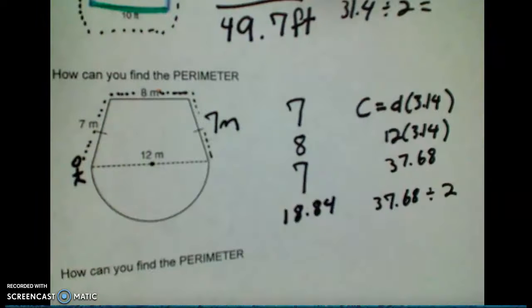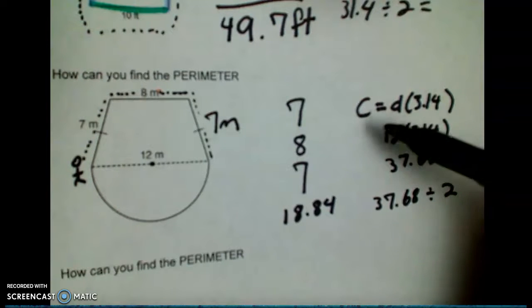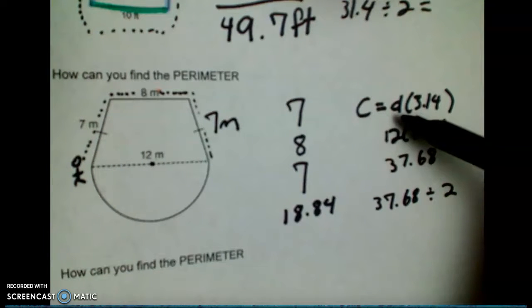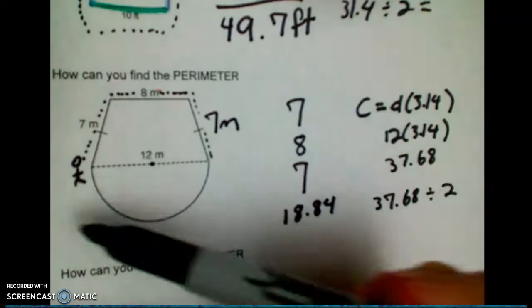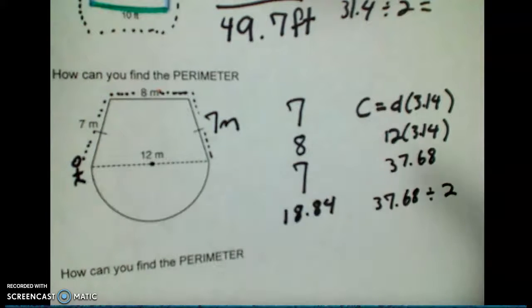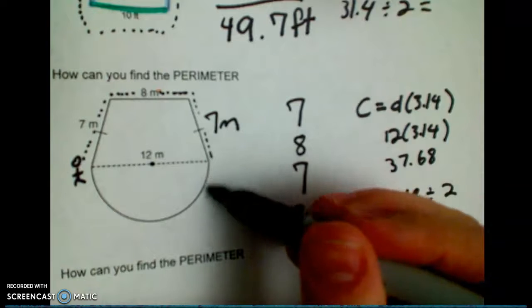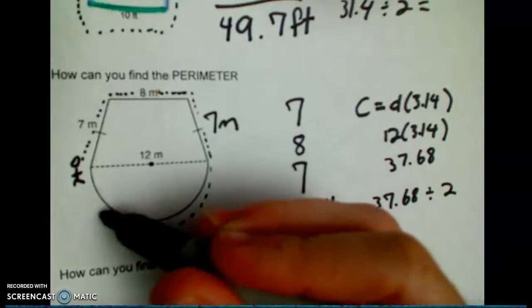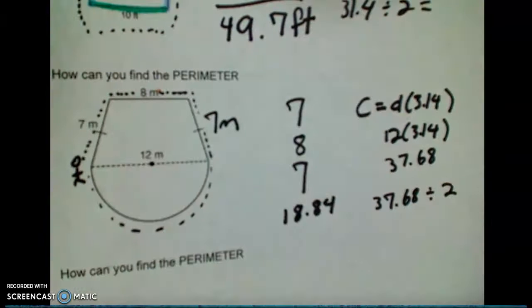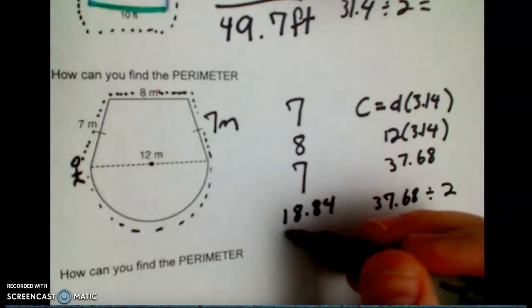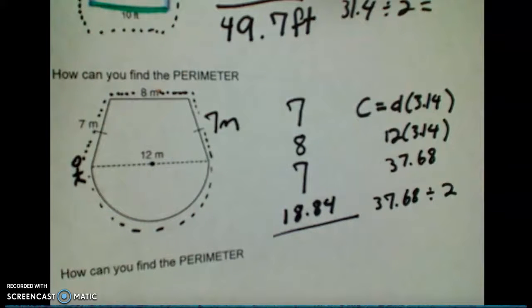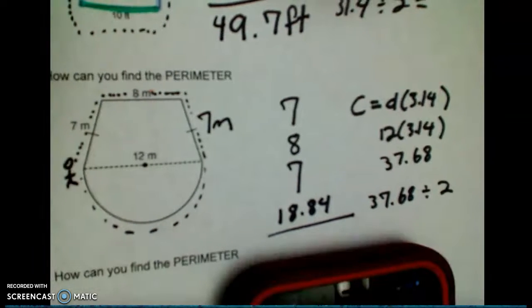Okay, let's check your work. Your circumference, again, we had the diameter. Diameter is 12. So I used that formula to find the circumference of my circle. And again, my little man wants to walk halfway around, so I divided it in half and got 18.84.